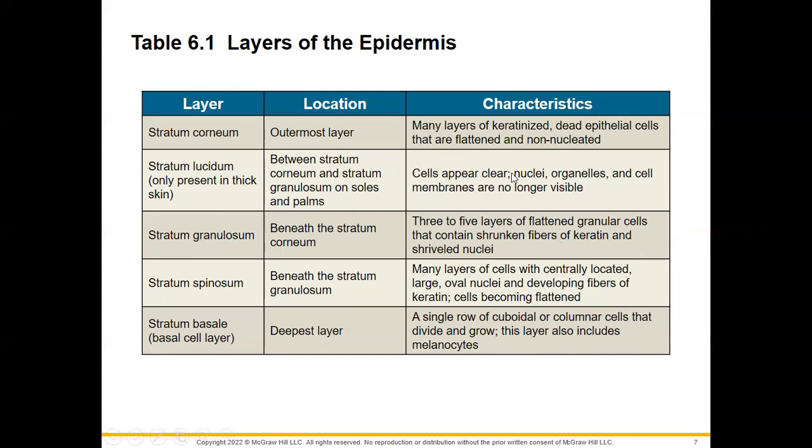In these cells, you cannot see any of the organelles, any of the nuclei, and you can no longer see the cell membrane. And then the superficial most layer is the stratum corneum, or the corny layer of skin, where you have the keratinized dead epithelial cells that are all flat and have no nucleus or other organelles because the cells are now dead and keratinized.